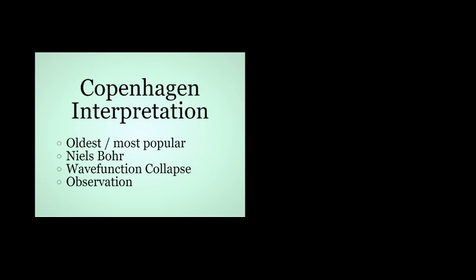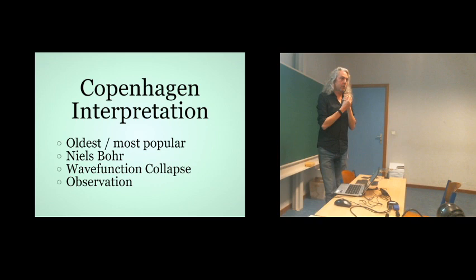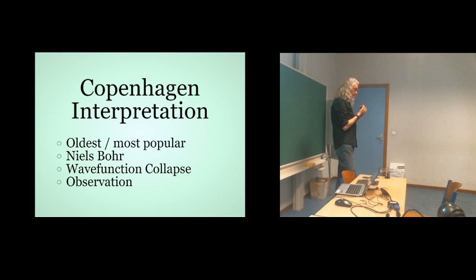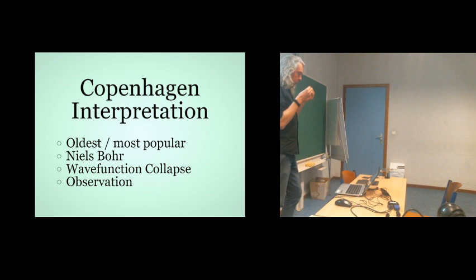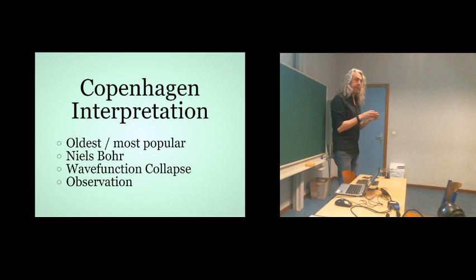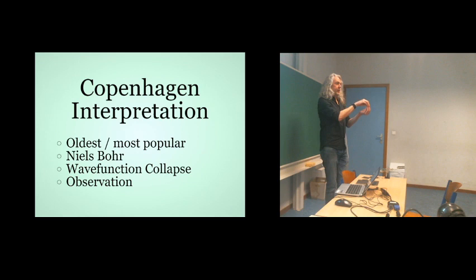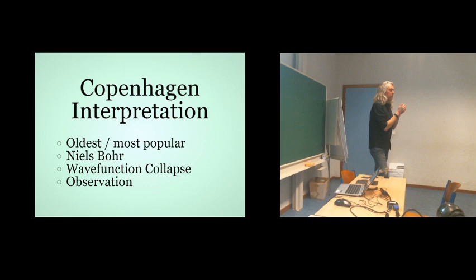Now, the classical way of seeing this measurement problem, the oldest and most popular interpretation, is the Copenhagen interpretation. It's the way Niels Bohr thought about this. Niels Bohr was one of the very famous physicists. He lived in Copenhagen, and that's why it's called the Copenhagen interpretation. He talked about the wave function collapse. If you try to observe the wave function, it collapses and chooses one place. The object, instead of being spread out, is only in one place, one particle. And that's what destroys the interference pattern.